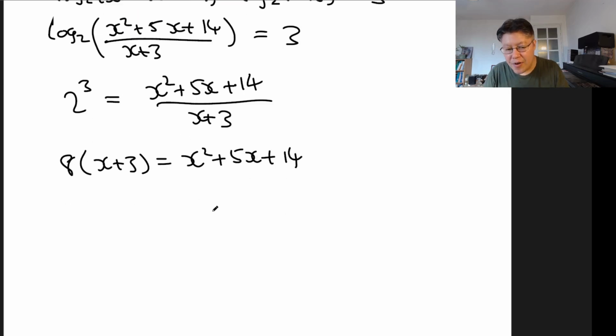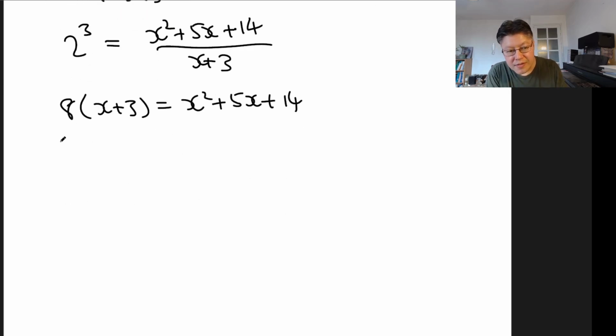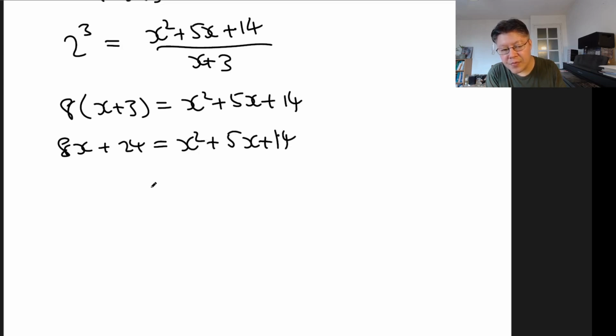And now we'll expand brackets and bring everything to one side. So we get 8x plus 24 equals x squared plus 5x plus 14. And let's bring it over. So we have x squared minus 3x minus 10 equals 0. And this should be factorizable.